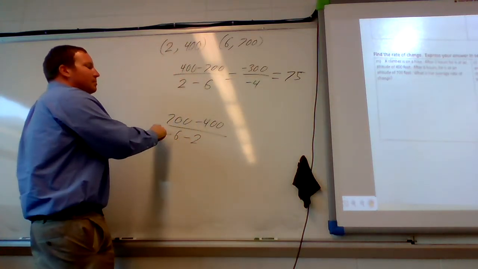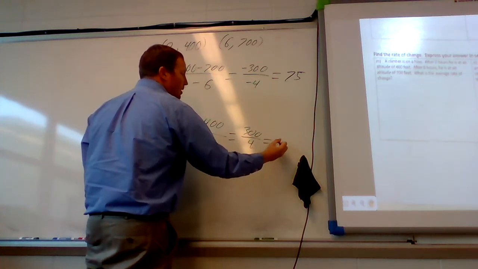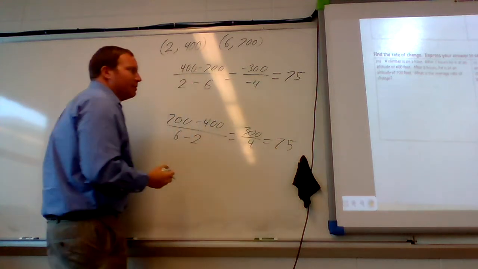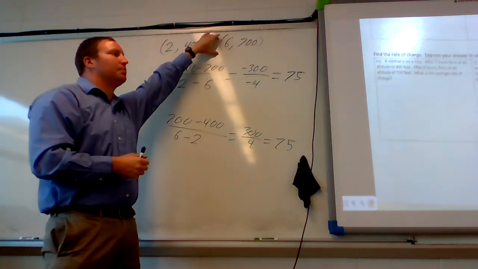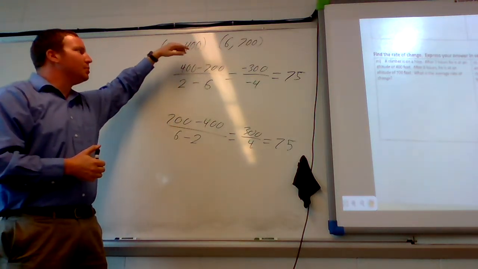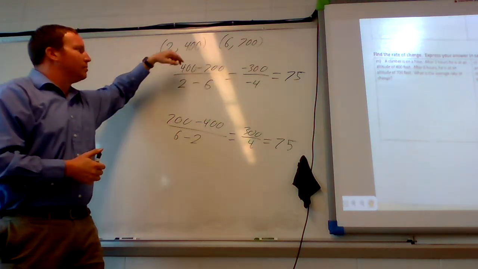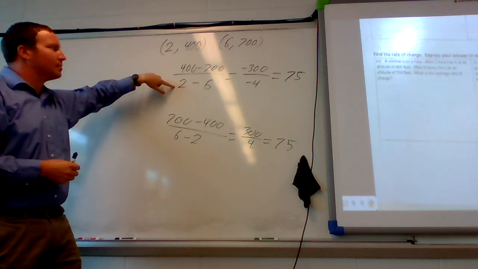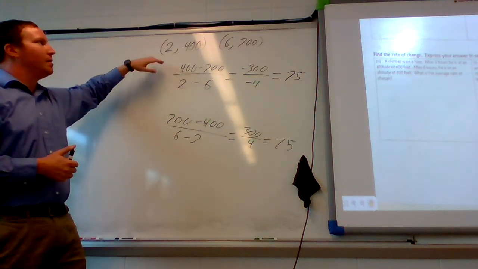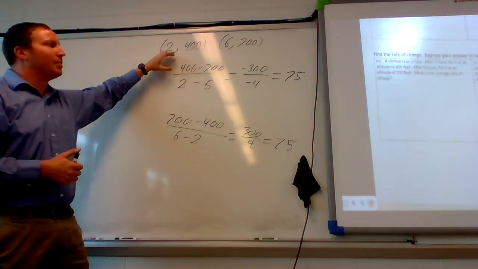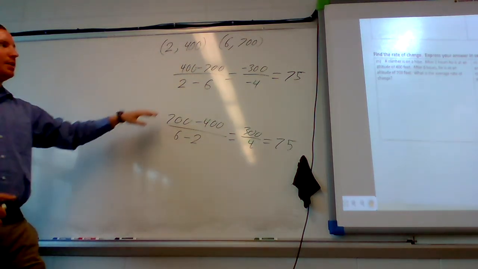If we did it the other way, we get 300 over 4, and still get 75. So it doesn't matter which point you count as your first point and which is your second point, just as long as you use the same order for both. If I use my y2, make sure to use your x2, subtracted by your y1 and your x1. If you use x1 minus x2, make sure you do y1 minus y2. You get the same result.